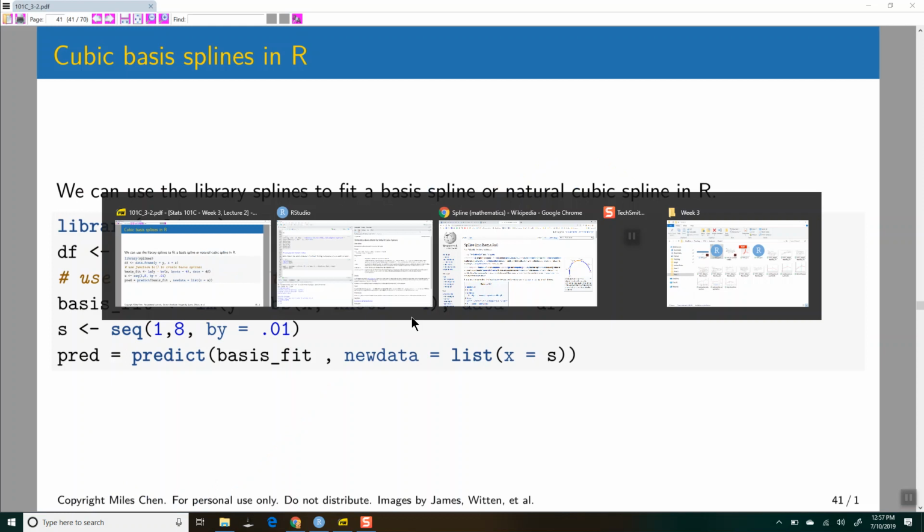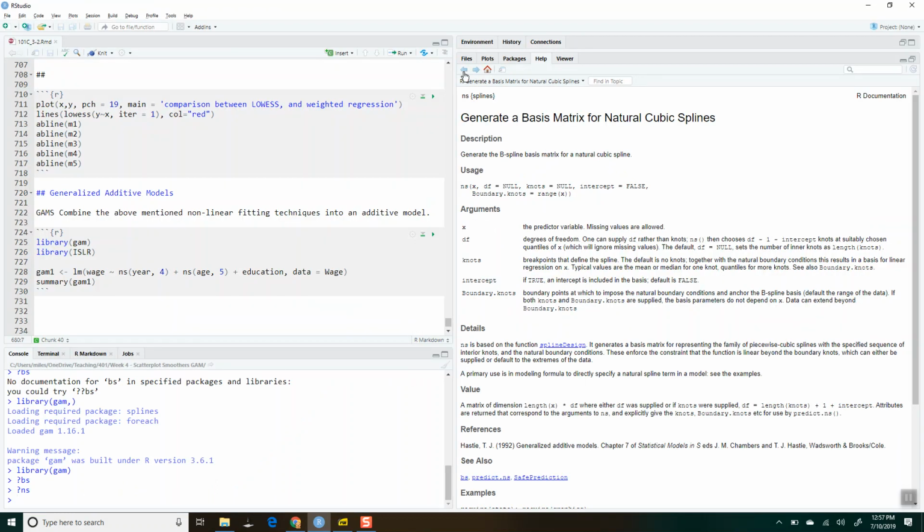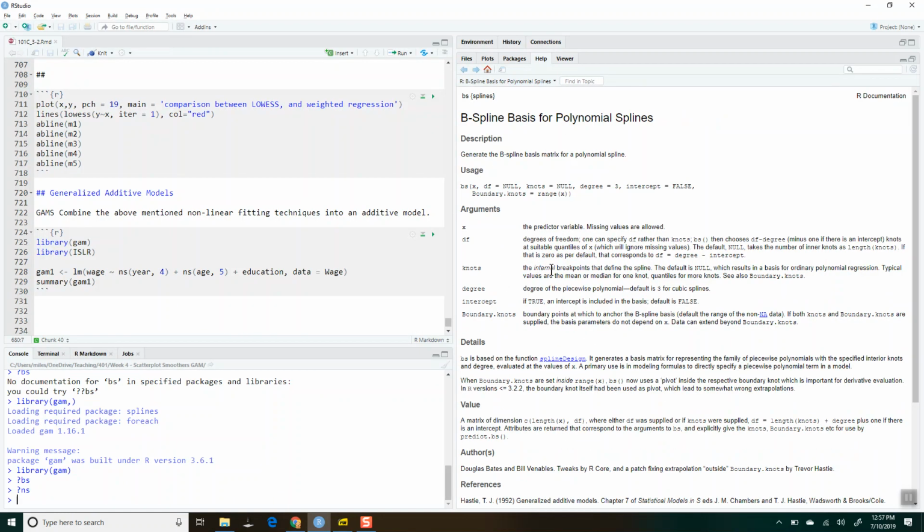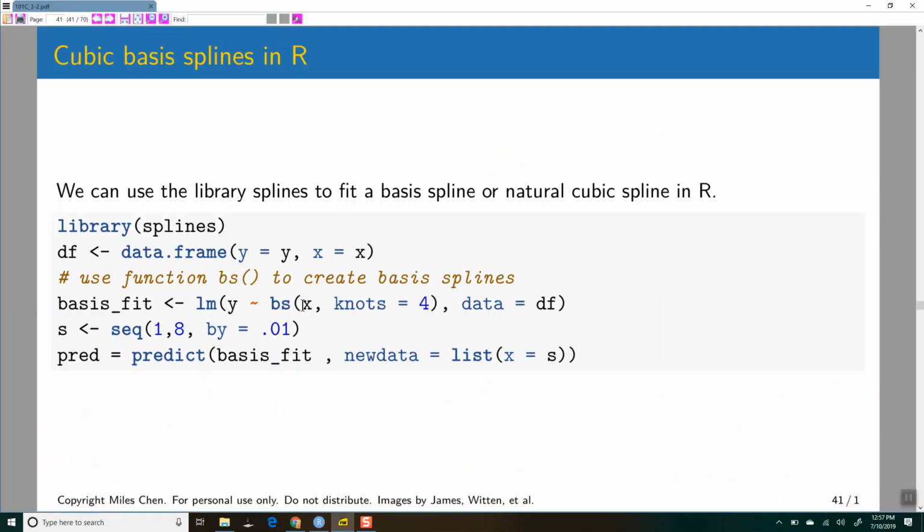Okay, so knots is the internal breakpoints. So here you'd say it's not how many knots you want, but where you want the knots. Okay, so we're going to say I want a knot at 4.